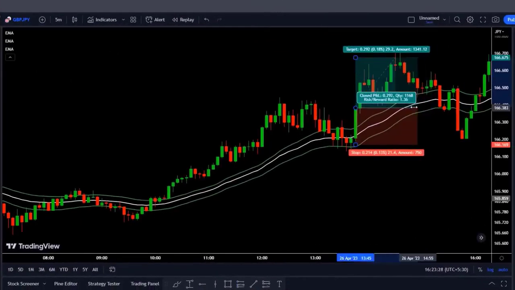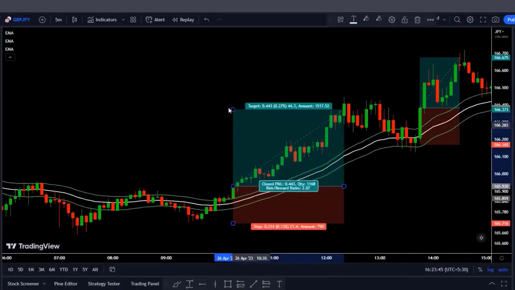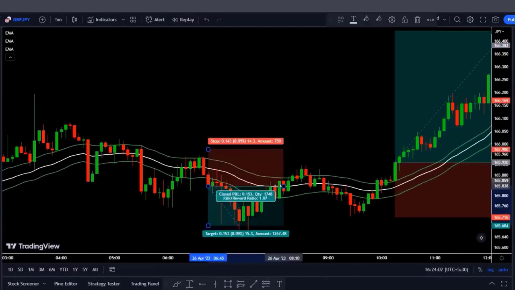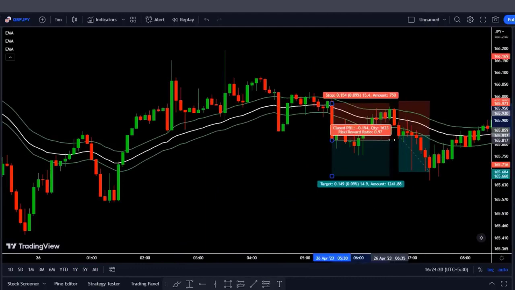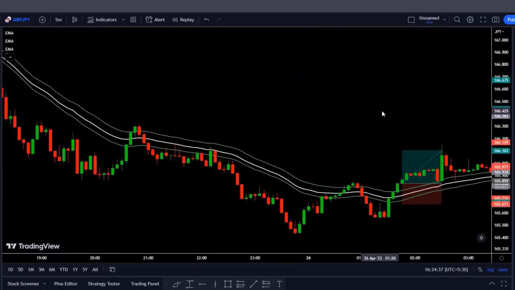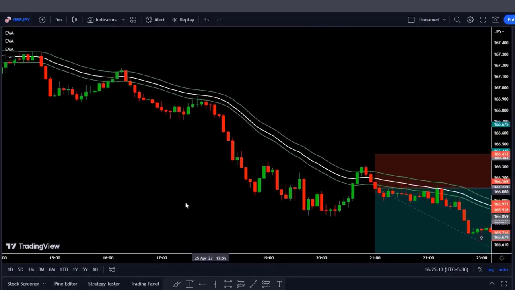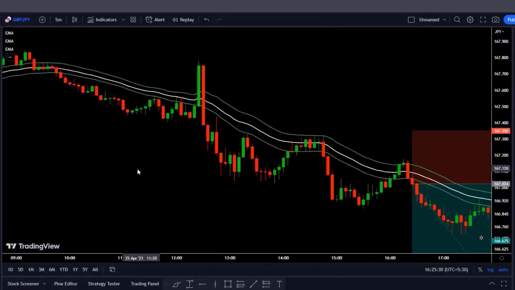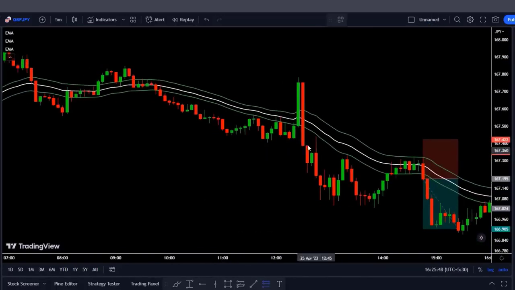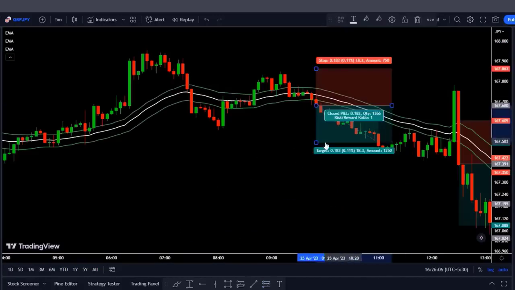I tested this strategy 30 times. You can gain more than 60% of your account balance in just 2 weeks. In other words, if you have $1,000 in your account, you can make at least $600 using just one currency pair. The best part of this strategy is that you have to risk only 2% per trade.